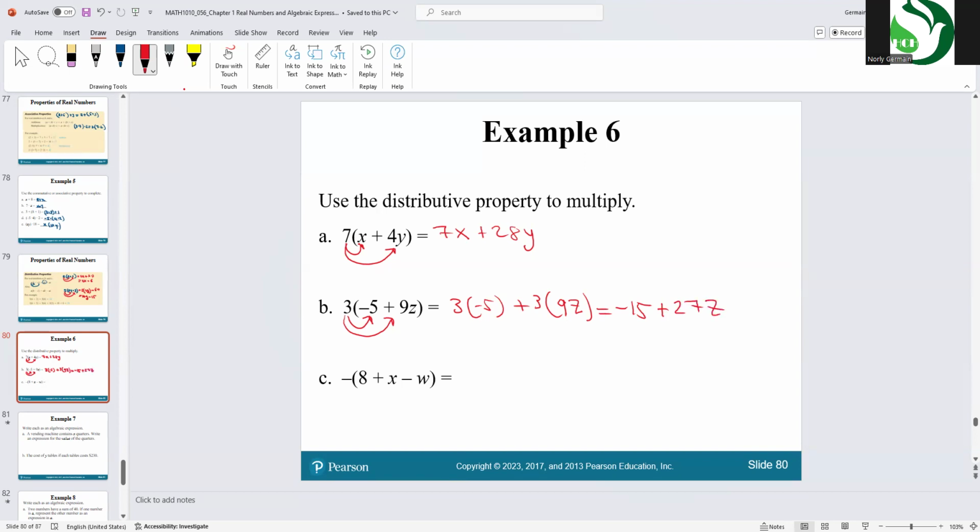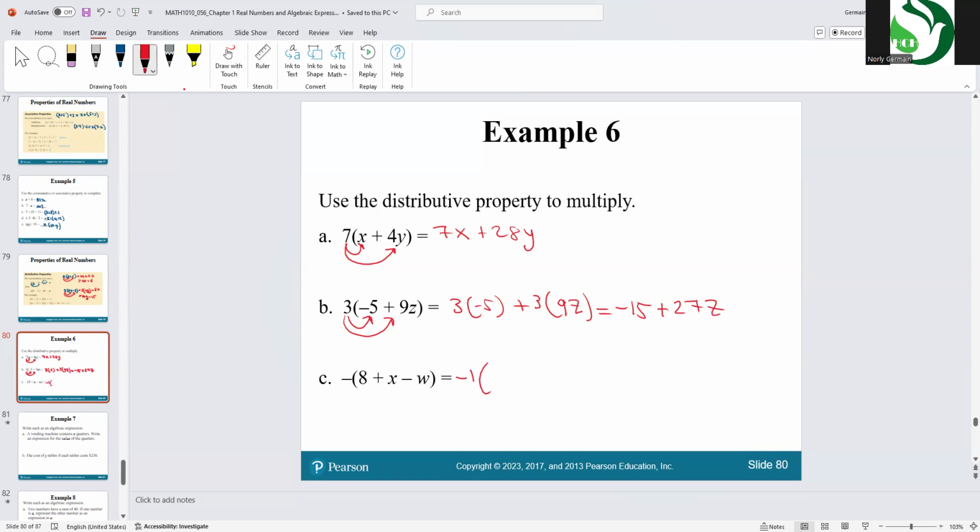Now, I would like you to see the difference here. There is a negative in front of the parentheses, but no number greater than 1. So what you can see is that either this negative sign outside of the parentheses changes all the values inside of the parentheses, or you can say negative 1.